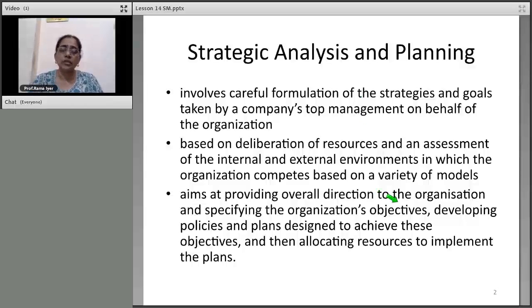Specifying organization's objectives, developing policies, plans designed to achieve this objective, and then you have to allocate the resources in order to implement the plan. So it is very clear really, because first of all you have a general direction to the organization. Then you say, okay, where I want to go. Based on that you create the policies. Based on the policy you create the plan. Correct? So that you can achieve the objective. Then you allocate the resources to implement the plans.